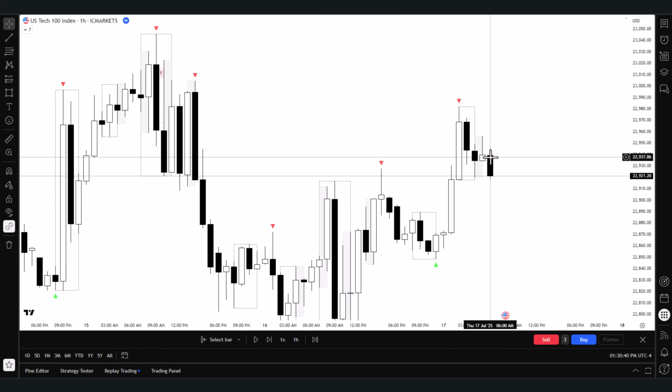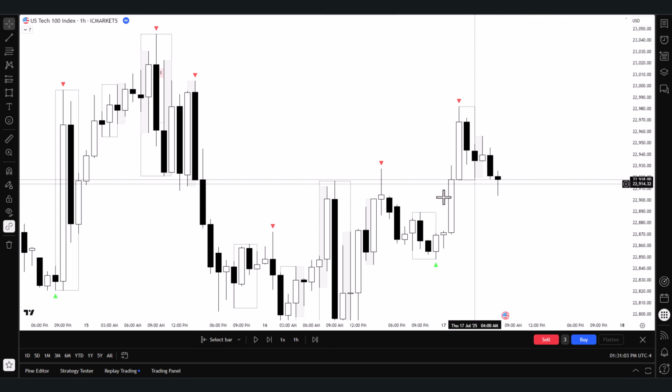So what will New York do? New York can either sweep London's low or London's high. Based on this, we can determine our session bias. So let's see what New York does. Here we can see New York just sweeps London's low. That means our New York session bias is buy.